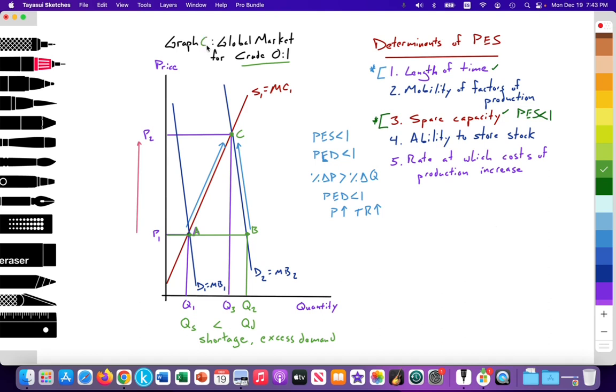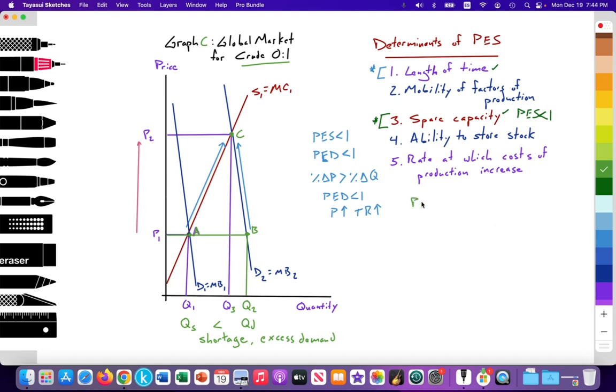In graph C, illustrating the market for crude oil, we have being measured on the y-axis price, which is our independent variable, and on the x-axis quantity, which is the dependent variable. We have one upward sloping supply curve labeled S1 equal to the marginal costs of production. It's upward sloping as a result of the law of supply. And then we have two downward sloping demand curves labeled D1 and D2, both equal to the marginal benefit, downward sloping according to the law of demand.